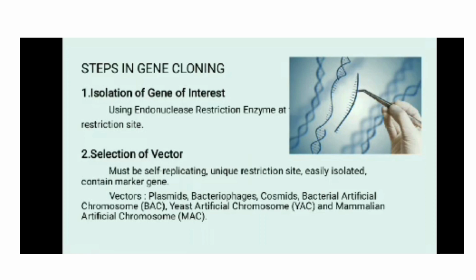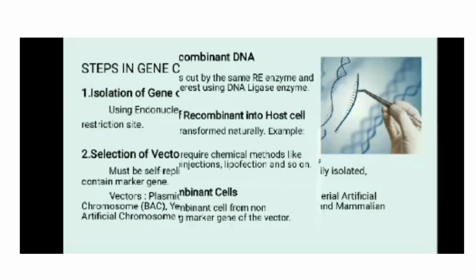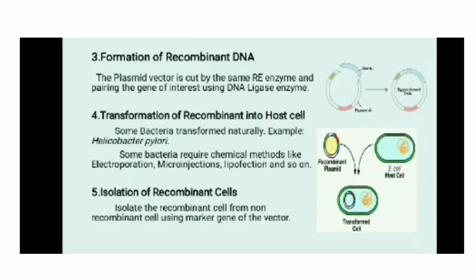The vectors are of various types. It may be a plasmid, bacteriophages, cosmids, bacterial artificial chromosome, yeast artificial chromosome, and mammalian artificial chromosome, and so on. Step 3 is the formation of recombinant DNA. The desired gene is inserted into the vector by cutting the vector.